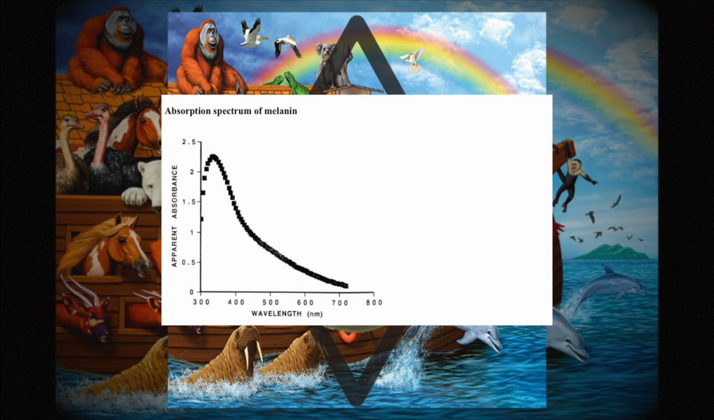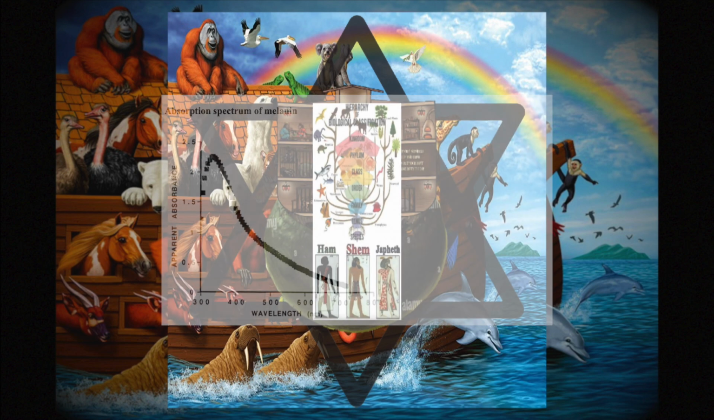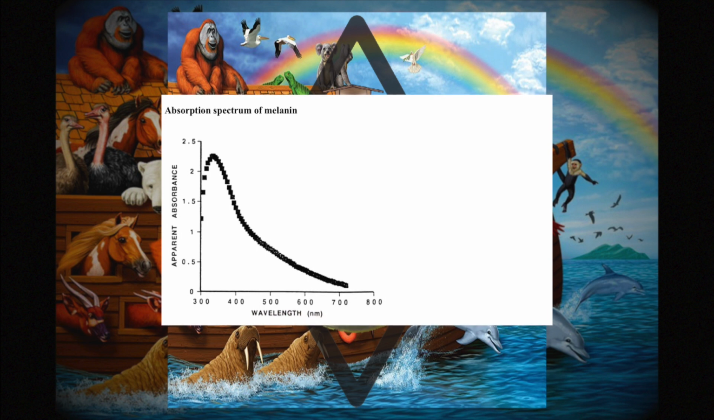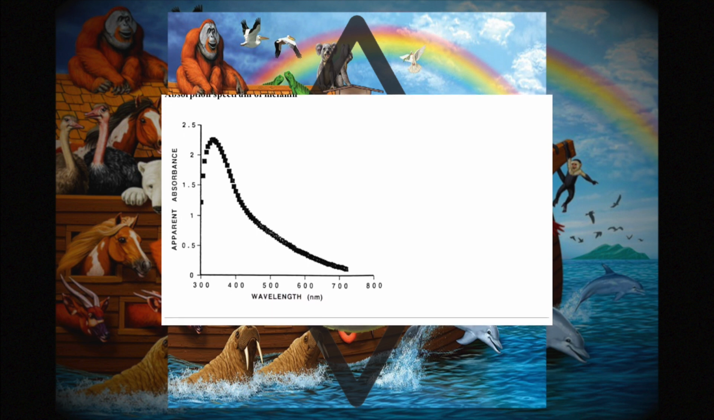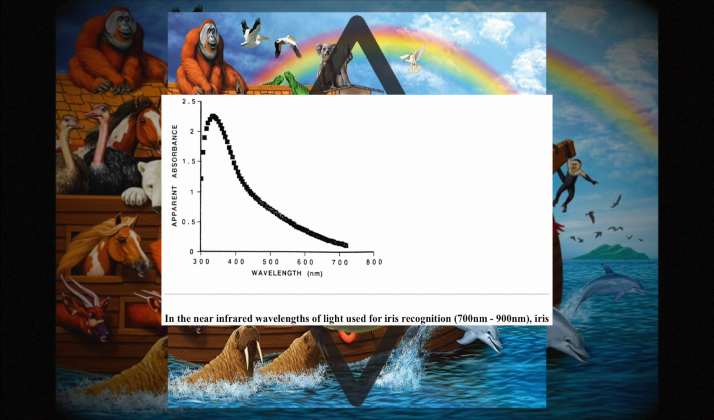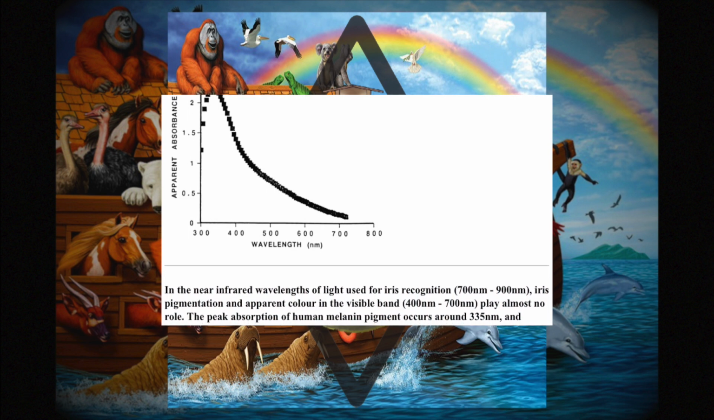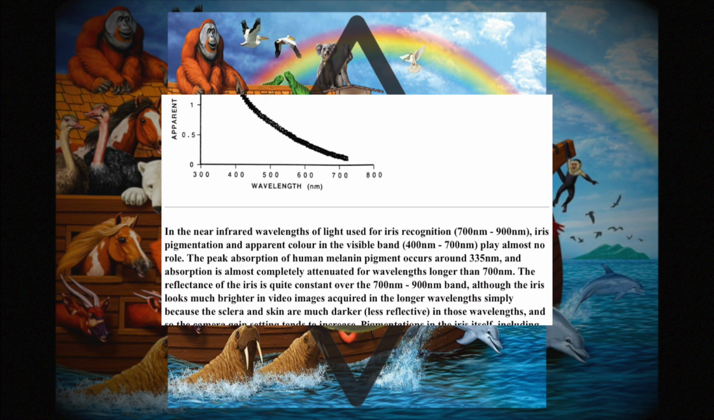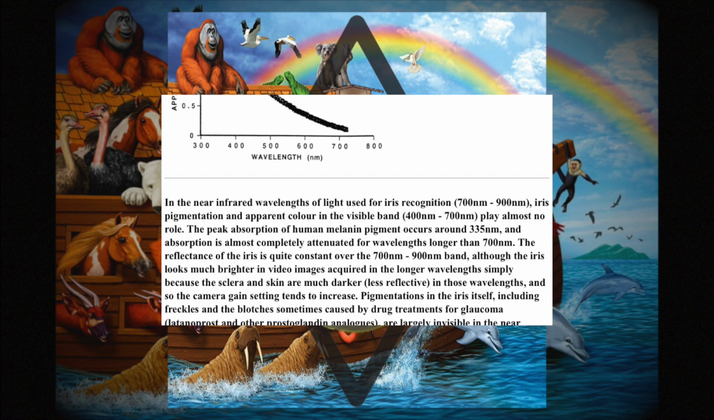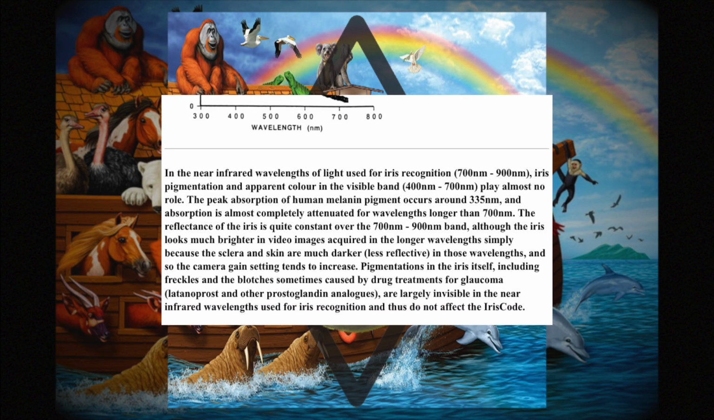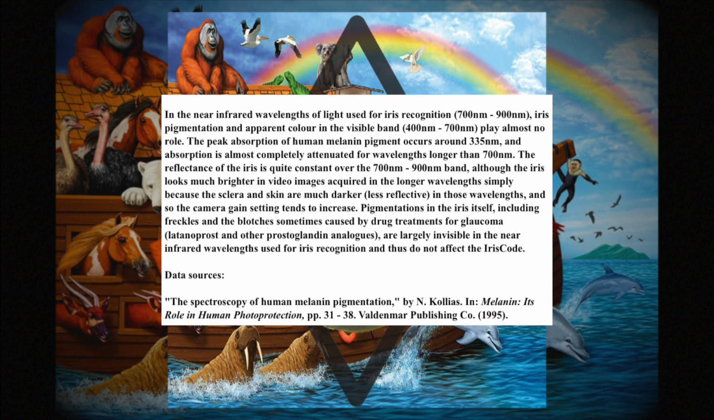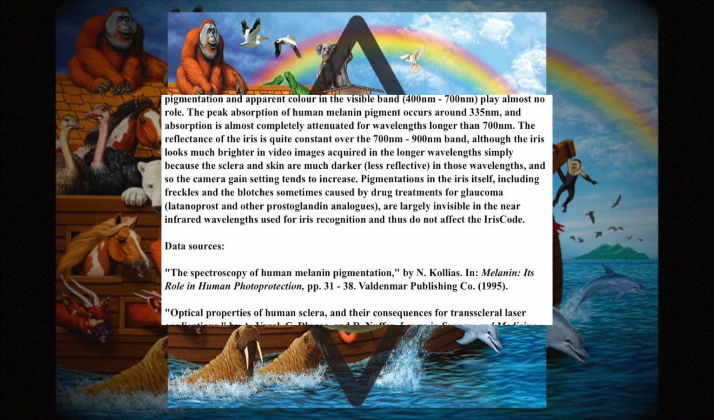Absorption spectrum of melanin. In the near-infrared wavelengths of light used for iris recognition, 700 nanometers to 900 nanometers, iris pigmentation and apparent color in the visible band, 400 nanometers to 700 nanometers, play almost no role. The peak absorption of human melanin pigment occurs around 335 nanometers, and absorption is almost completely attenuated for wavelengths longer than 700 nanometers. The reflectance of the iris is quite constant over the 700 to 900 nanometer band, although the iris looks much brighter in video images acquired in the longer wavelengths simply because the sclera and skin are much darker, less reflective in those wavelengths, and so the camera gain setting tends to increase.